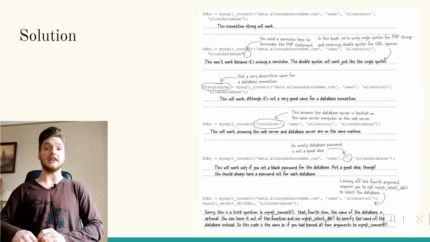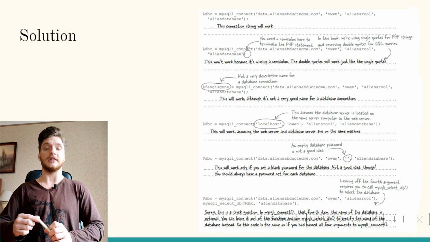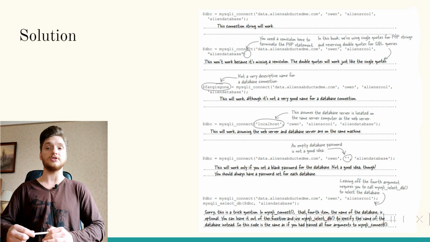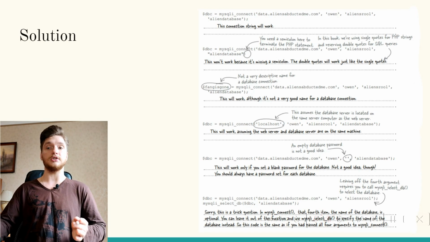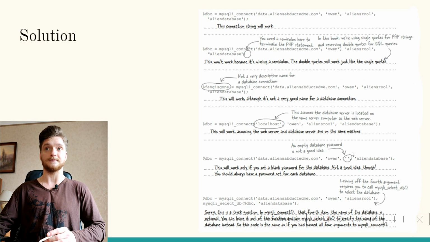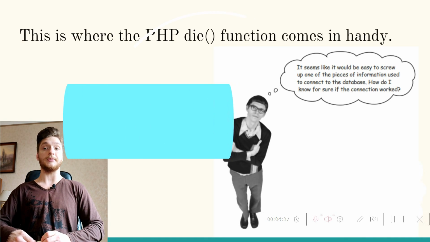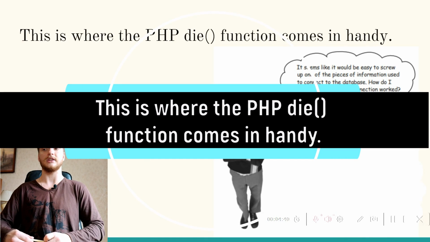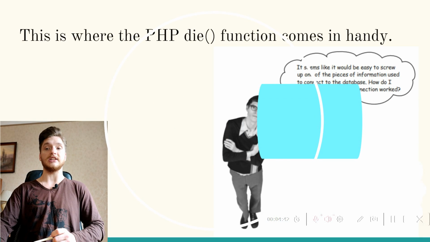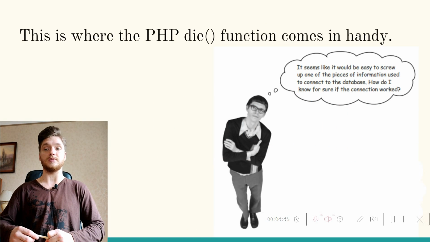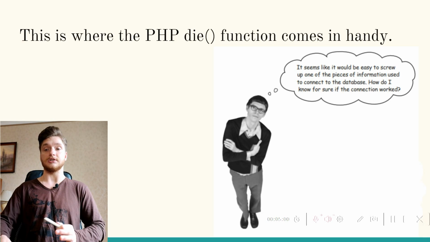Okay, it seems like it would be easy to screw up on the pieces of information used to connect to the database. How do I know for sure if the connection worked? This is where the PHP die function comes in handy. The PHP die function terminates a PHP script and provides feedback about the code that failed. While it won't reveal precisely what went wrong, die() tells us that something is up and that we need to fix it.